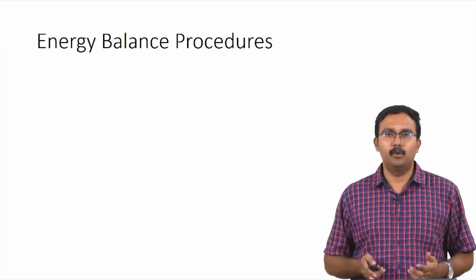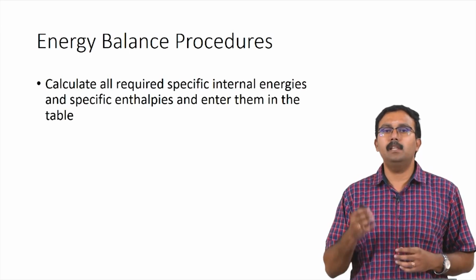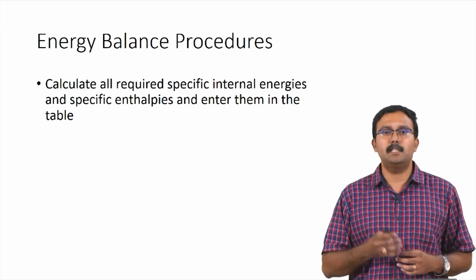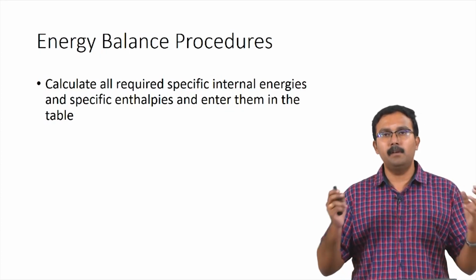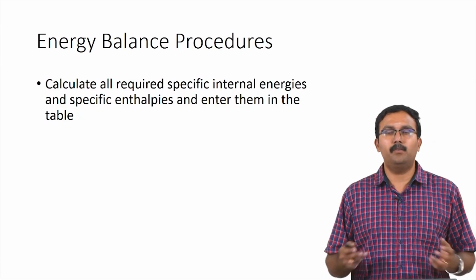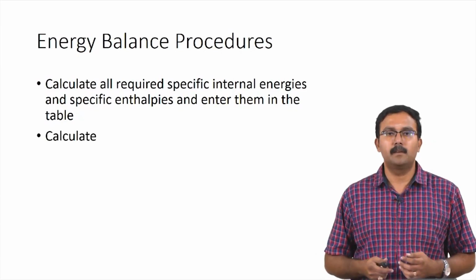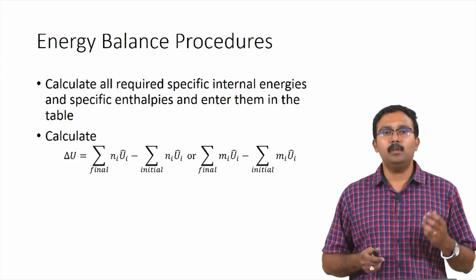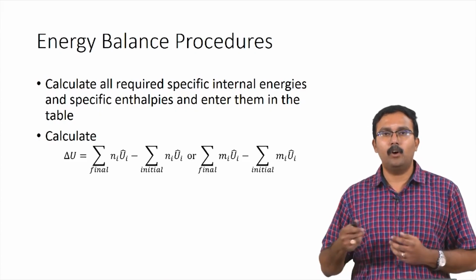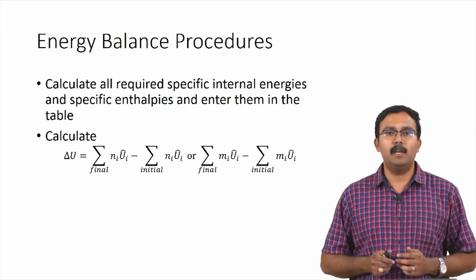The first important thing which we need to do is that this table has to be complete. There cannot be any unknowns. So, we need to calculate all the required specific internal energies and specific enthalpies and enter them into this table. With this, the table will have all the data required for performing energy balance calculations. Once you have this, you would have to calculate the total change in internal energy or enthalpy. So, this would be the formula you would use.